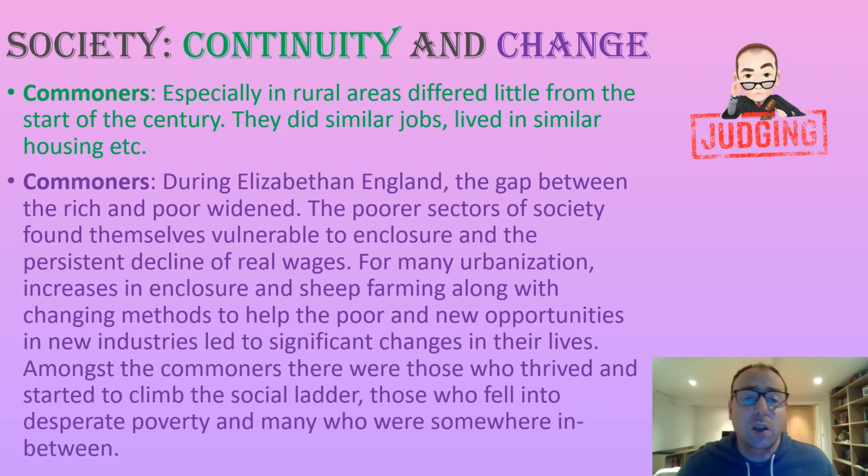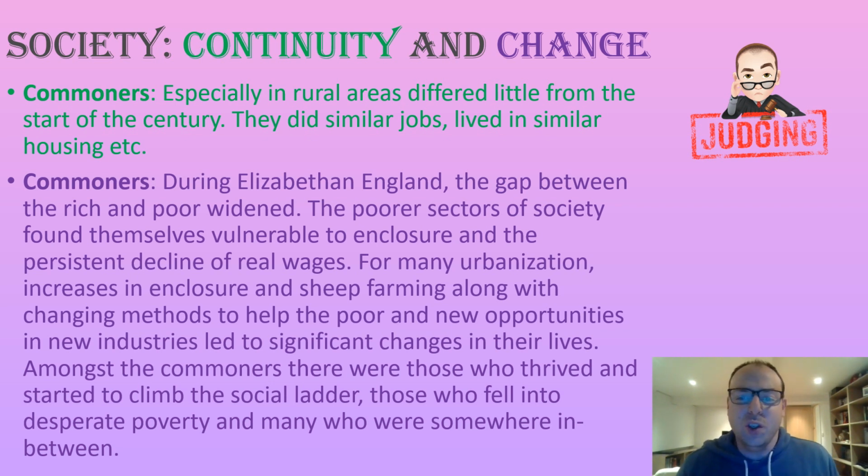Now, amongst the commoners, particularly in rural areas, you can argue that through the Elizabethan period, very little differed from the start of the century. They did very similar jobs, they lived in very similar housing, etc. They had not very much spare time, not very much spare income. So in some ways you could look at this period as one of general continuity for the ordinary person in Tudor England.